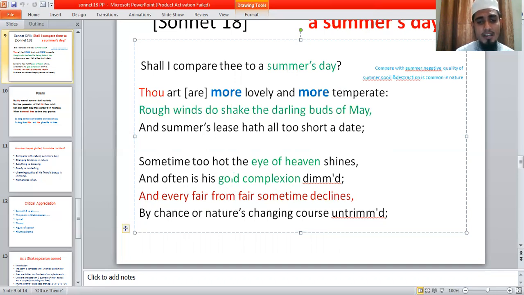So these two lines say that in the summer season, sometimes the sun gives very much heat, is very hot, and often its gold color, sometimes the sun gives dim light, as there are clouds in the sky. So this is the variation in nature. Then Shakespeare says, "And every fair from fair sometime declines." This is a much more interesting line.